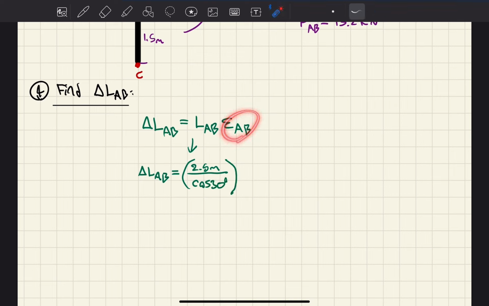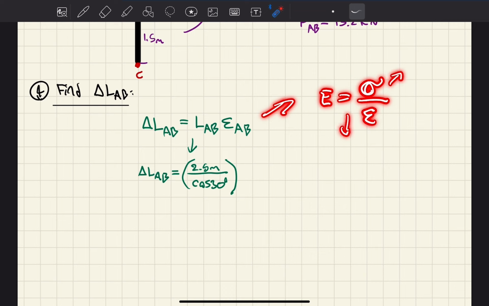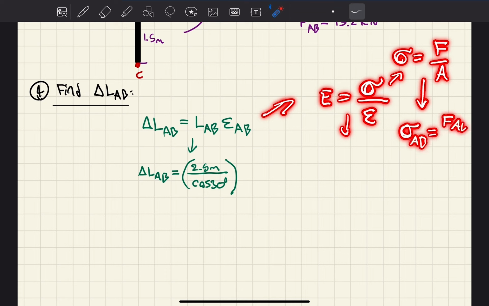Now we need to find the strain. How can I find the strain? Well, as we said previously, the elastic modulus is equal to stress over strain. What is stress equal to? Stress is equal to force over area. Let's further simplify this. What force are we talking about? The stress for this wire AB is equal to the force AB, which we just calculated, divided by the area of wire AB. What is the area of wire AB? Well, I was given the diameter before, so it's simply pi over 4 times the diameter of wire AB squared. All the way back to stress, the exact same concept which we did before.